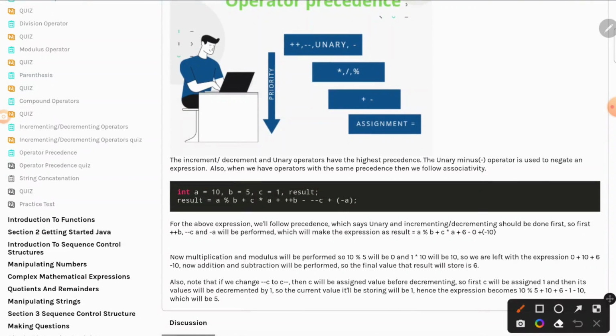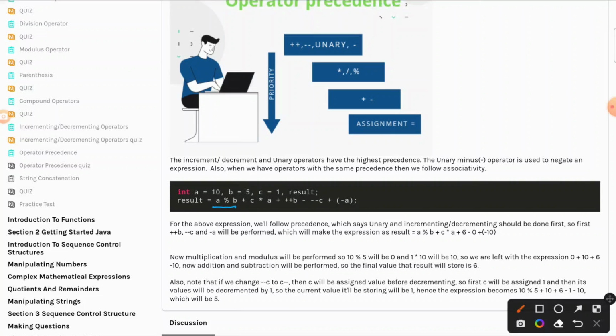Let's take this example where we are saying int a equal to 10, int b equal to 5, and again there is no data type repeated for b because all four, a, b, c and result, are declared as int. So it's perfectly all right to write like this. Now the main operation here is a modulus b plus c multiplied by a plus plus b minus minus c plus parenthesis minus a. Looks pretty complicated for sure.